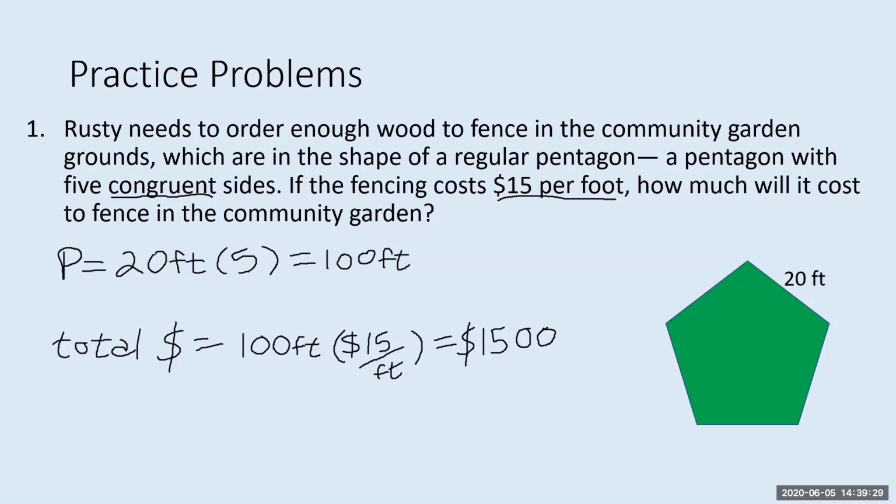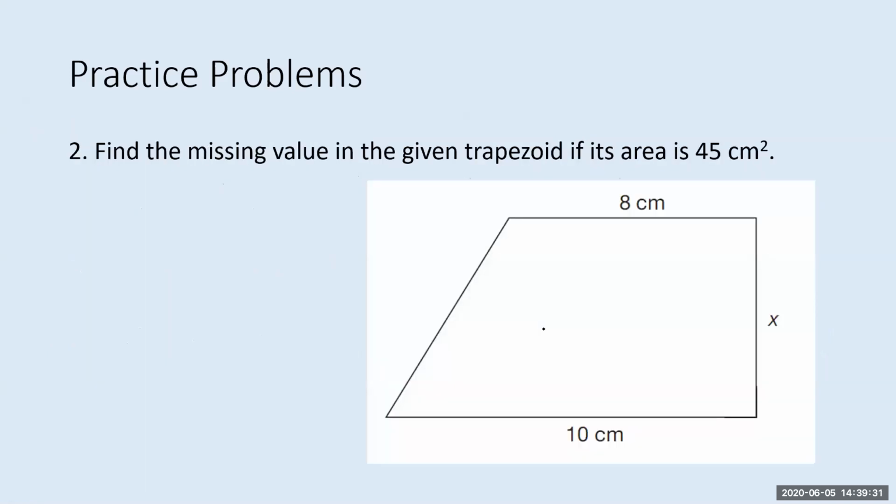All right, let's take a look at the second problem. Find the missing value in the given trapezoid if its area is 45 square centimeters. 45 square centimeters is the area. So they tell us the area. And then if we look at the picture, we've got some of the information filled in for us.